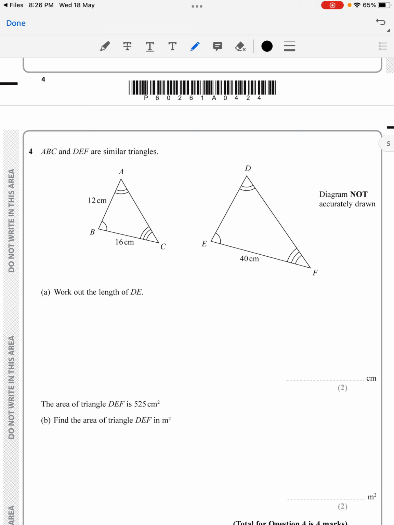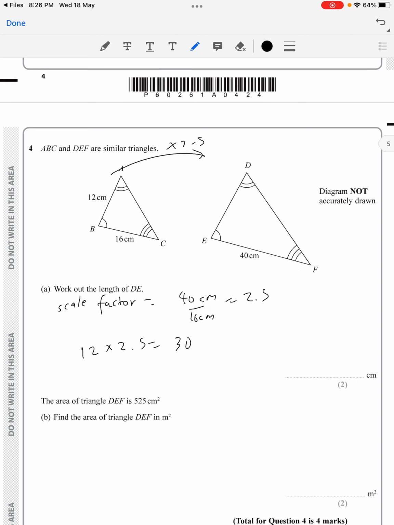Next portion is talking about A, B, C, and D. You have to circle triangles. Work out the length of DE. Now for DE, you need to remember the formula of scale factor. Scale factor is equal to the new length divided by the old length. So the new length is 40 centimeters divided by 16 centimeters. That is 40 divided by 16, which is 2.5. So what you're going to do is multiply this by 2.5. So 12 times 2.5 is equal to 30.